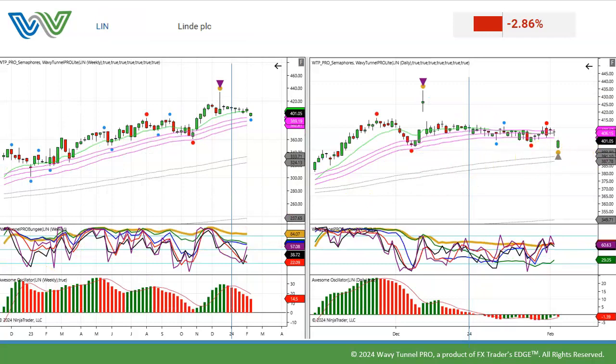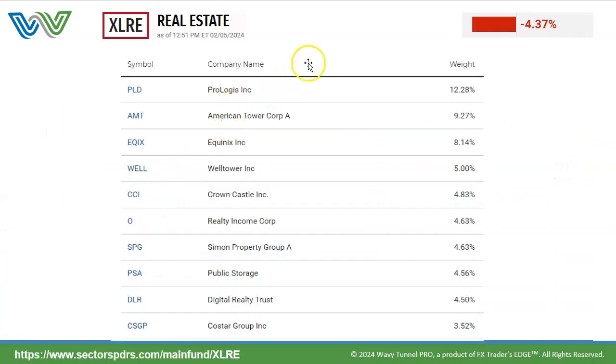Looking at the biggest holding, Linde, same kind of pattern. On the left, we have a very nice uptrend on the weekly, and on the right is the daily. We are very close to a buyable level here. This is very nice. We didn't want to buy up here, and the market has been trading sideways, and we made one more push down to the tunnel. Maybe we come down a little bit more. This could be buyable. And we have real estate down 4.37% year to date.